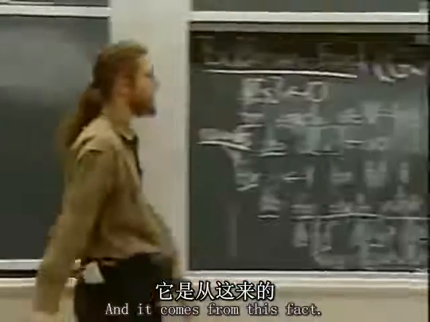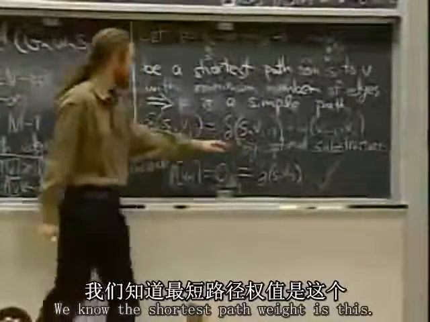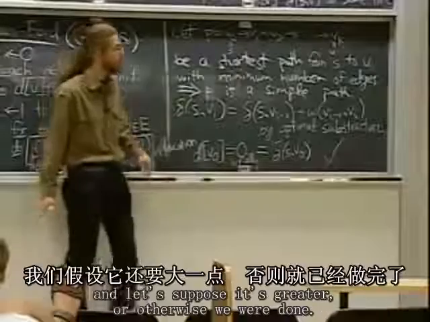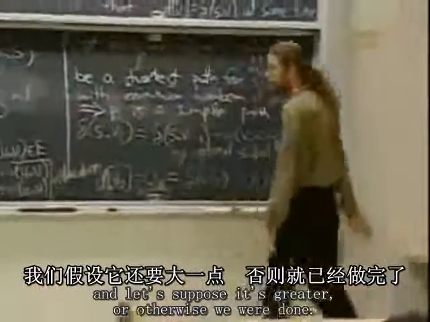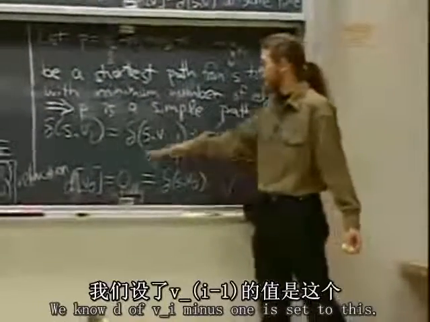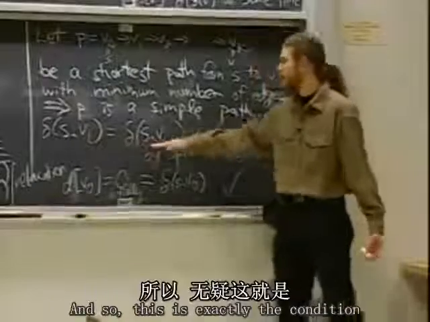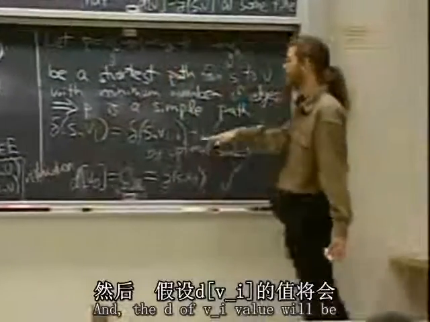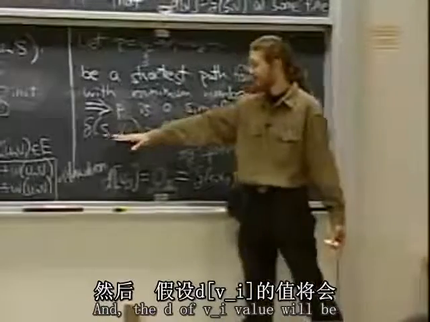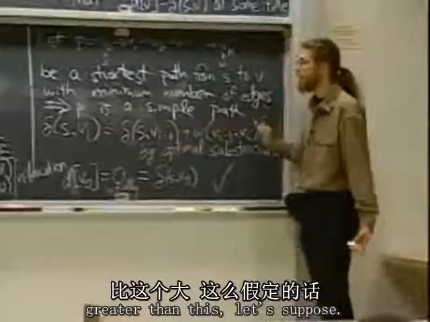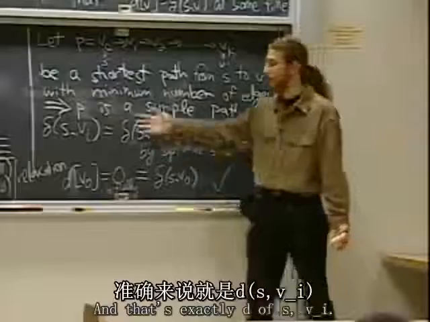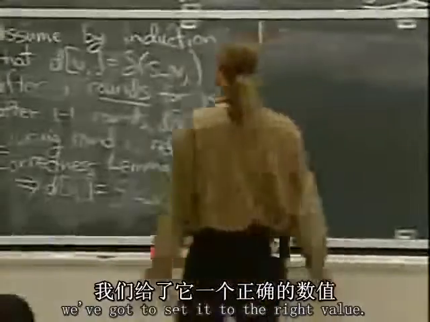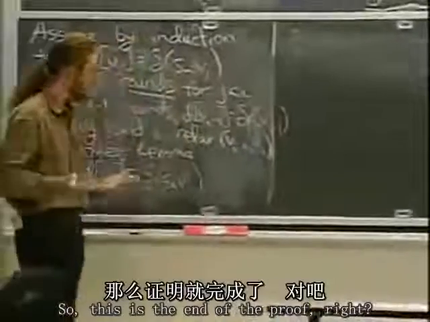And it comes from this fact. We know the shortest path weight is this, so certainly d of vi was at least this big. And let's suppose it's greater, otherwise we were done. We know that d of vi minus 1 is set to this, and so this is exactly the condition that's being checked in the relaxation step. The d of vi value will be greater than this, let's suppose, and then we'll set it equal to this, and that's exactly delta of s comma vi. So when we relax that edge, we've got to set it to the right value. So this is the end of the proof, right?